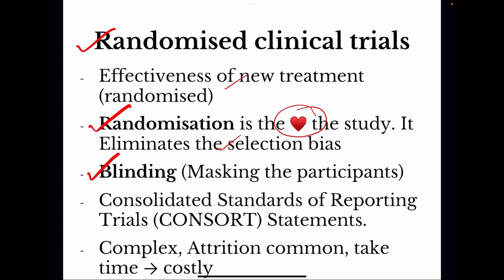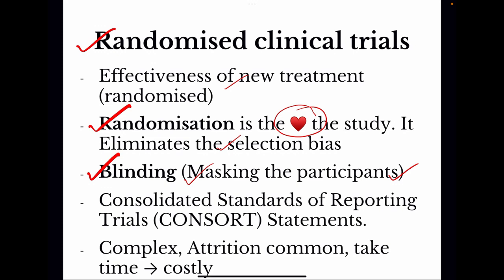Then we have blinding. That is, masking the participants from being aware of which intervention they are getting. That is called as blinding. We have single, double and triple. Single is at the level of participants. Double at the level of participants and interviewers. Triple blinding involves participants, observers and also people who do the analysis.